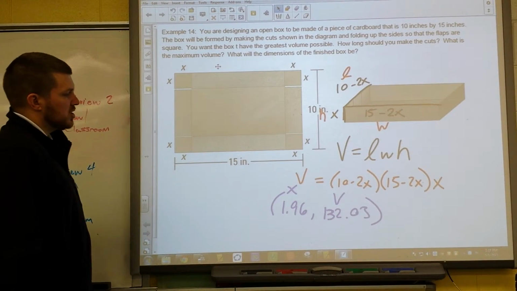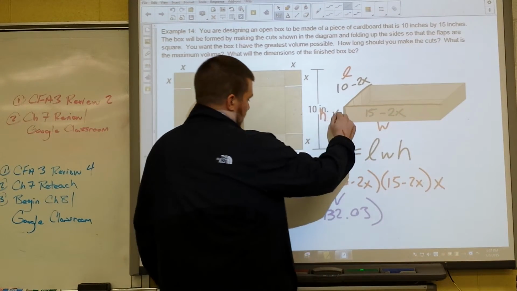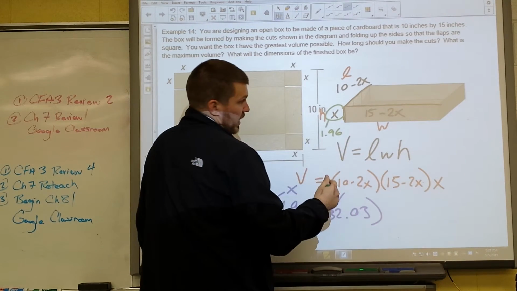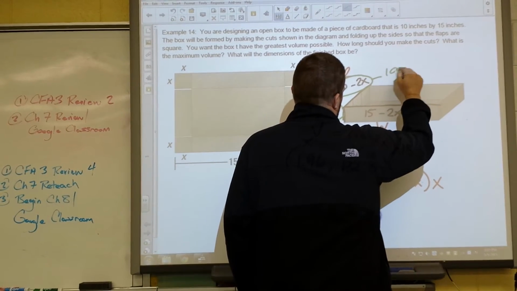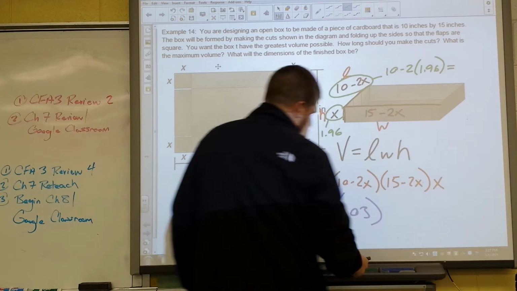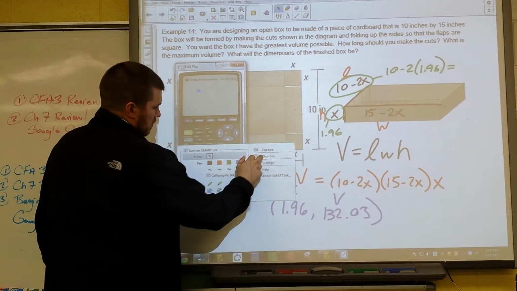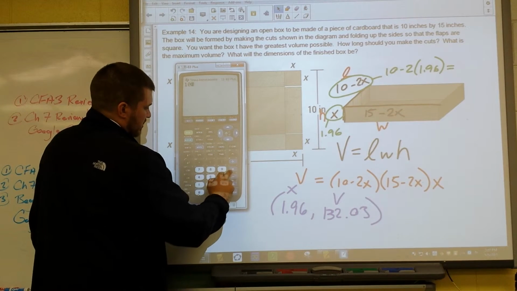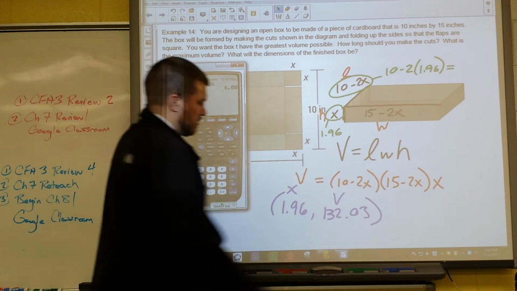What would the dimensions of the finished cut be? So we need to answer that. So what we're going to do now is use our x. So we know the height of the box is going to be 1.96. All I'm doing is plugging in my x values now to find the dimensions. Here I'm going to plug in 10 minus 2 times 1.96. I'm going to go to my main screen to do this. So 10 minus 2 times 1.96, I get 6.08.